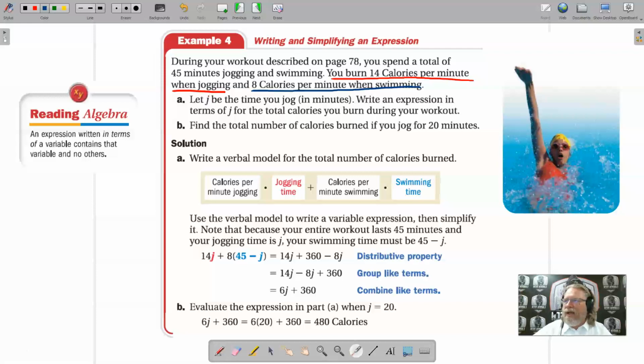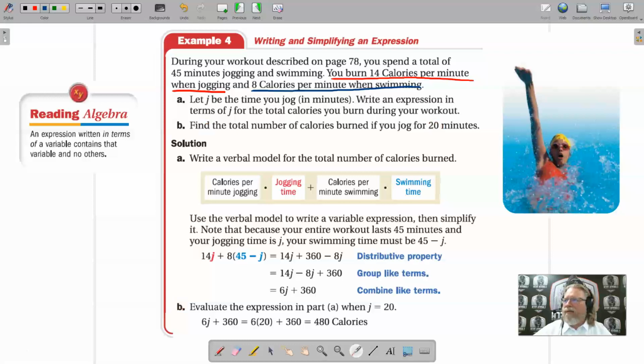So we're going to let J be the time for jogging. So that's good. Letter J for jogging in minutes. Write an expression in terms of J for the total calories you burn during your workout. The second part, B, would then be to find the total number of calories burned if you jog for 20 minutes.